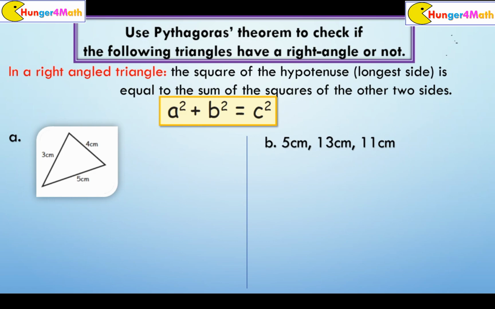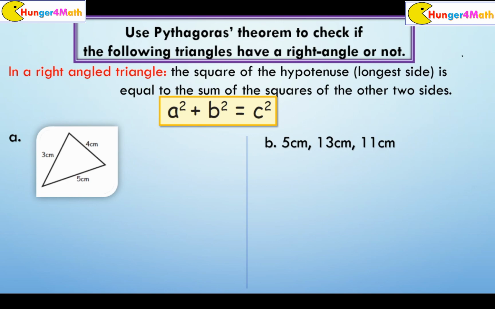Let's come up with a² + b² = c², wherein a and b stand for the two shorter sides of the triangle, and c stands for the longest side or the hypotenuse of the triangle. Let's find out if we can make a right angled triangle with the given side lengths.